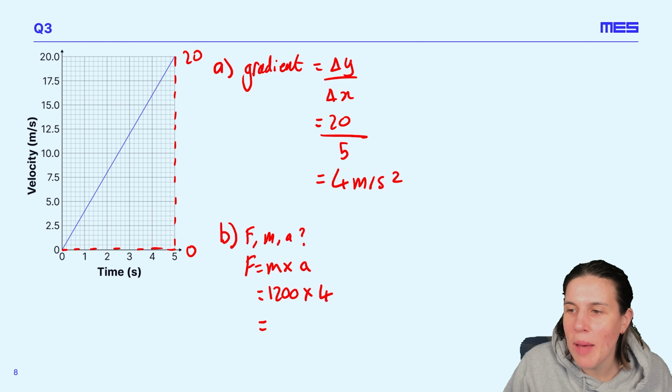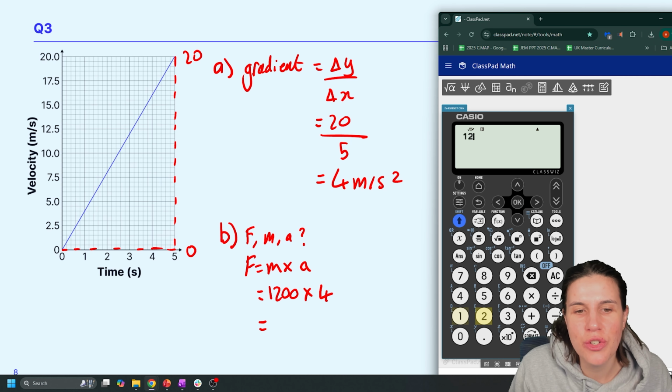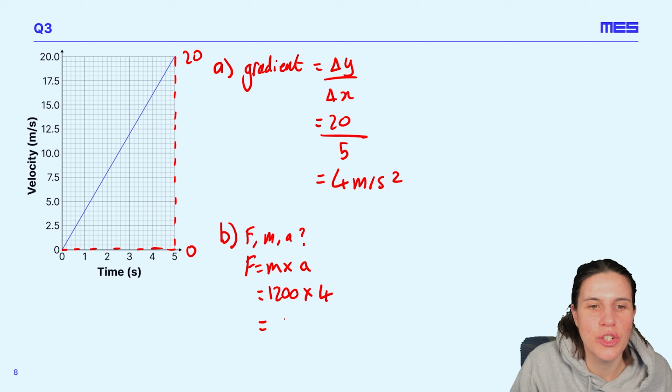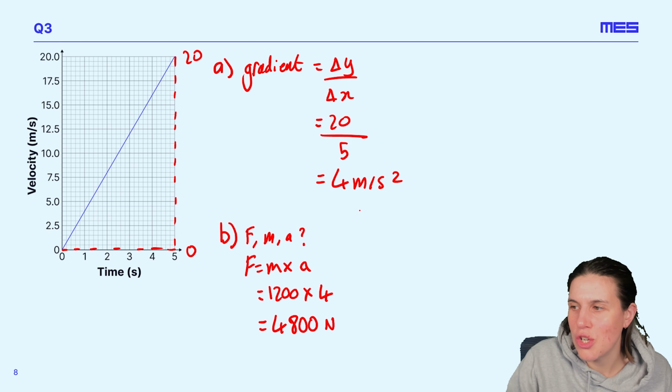I'm going to grab my calculator and I'm going to do 1,200 multiplied by 4, and I get an answer of 4,800. So my answer is going to be 4,800. It's force. So my unit would be newtons.